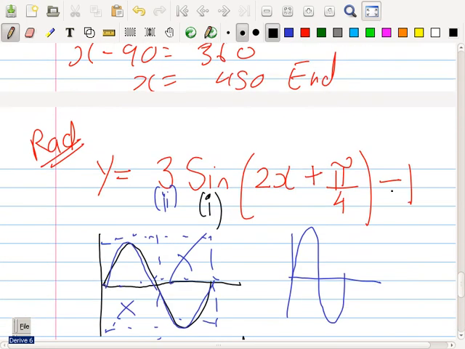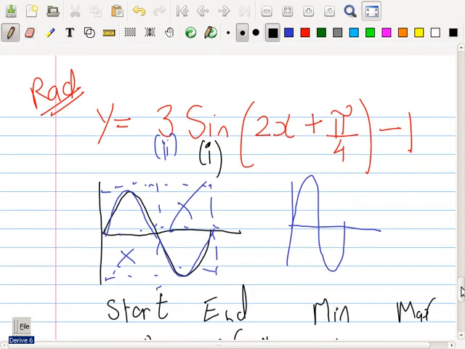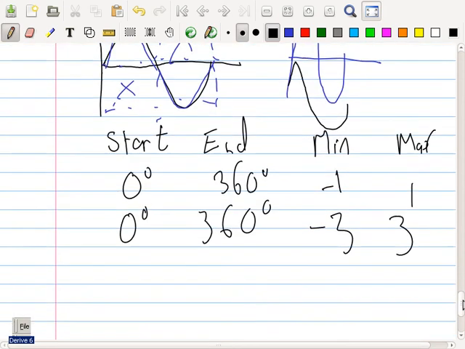Now, the minus 1 here at the end, what does that do? Moves it down 1 unit. So if you were to look at this graph, it moves down like this, moves down 1 unit. So the min is now what? Minus 4, and the max? 2. Still 0, and still 360.